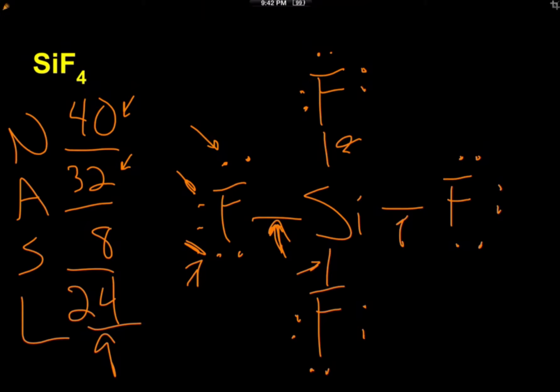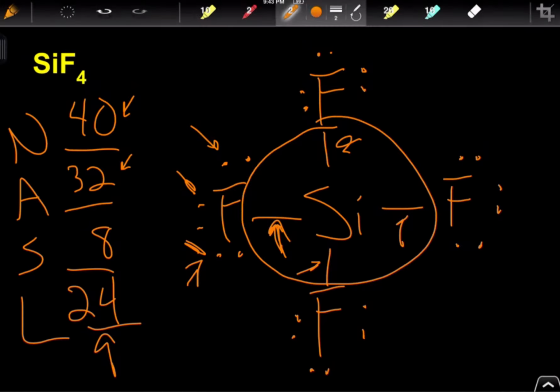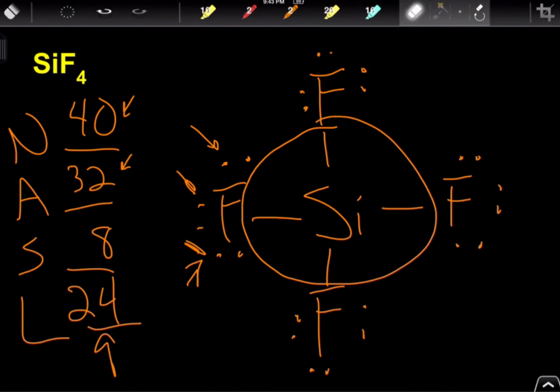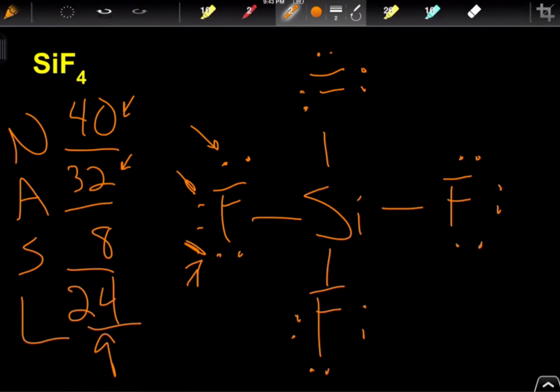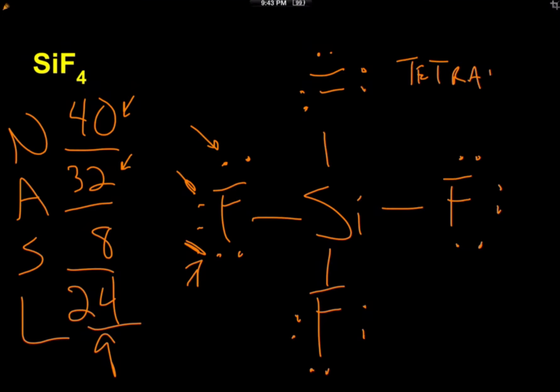The shape, again, when it comes to things like the shape and the hybridization, we are only looking at the central atom. So this central atom has a total of 4 domains, or regions of electron density, around it. So 4 electron domains with no lone pairs. They're all bonding pairs. That is called tetrahedral in shape.